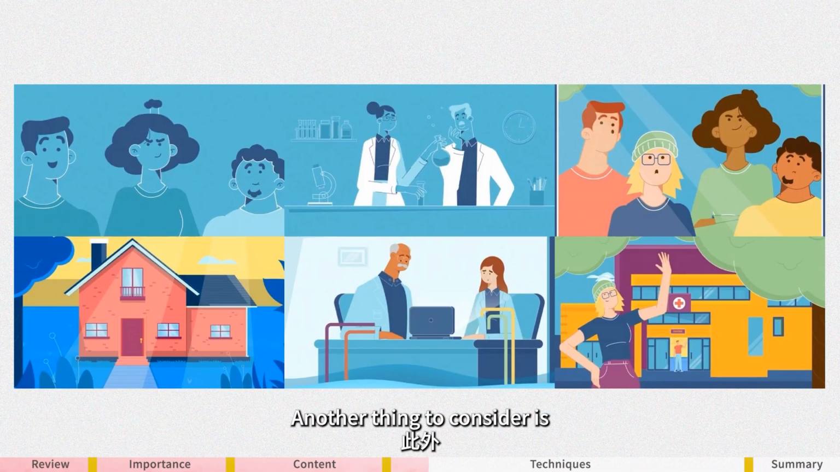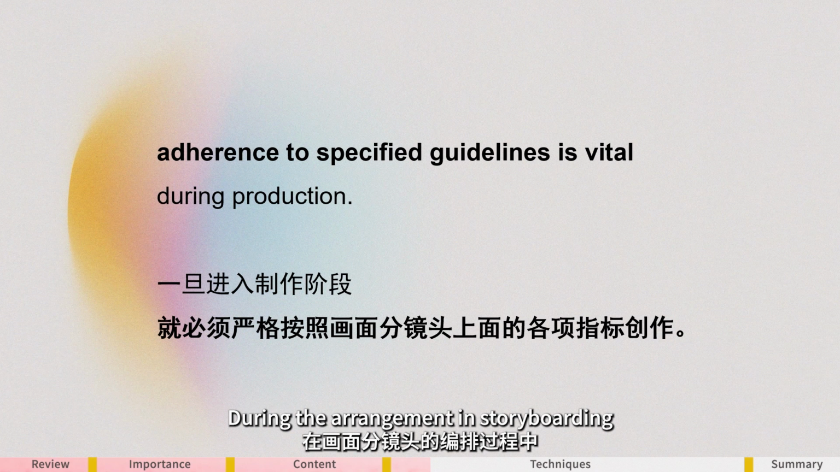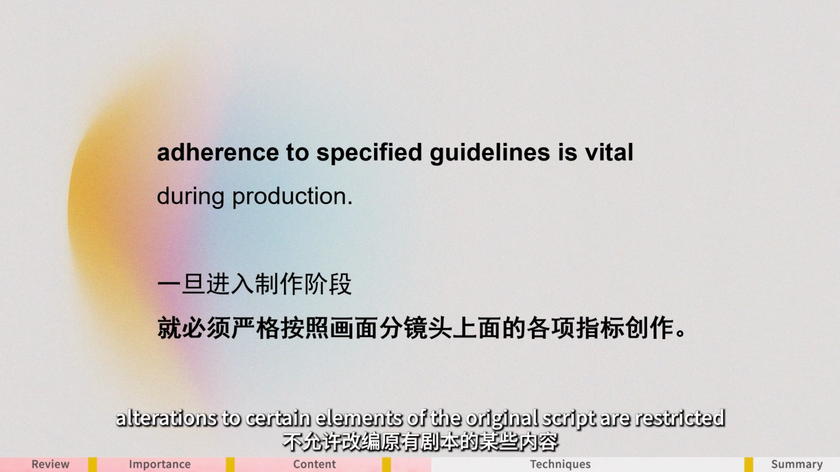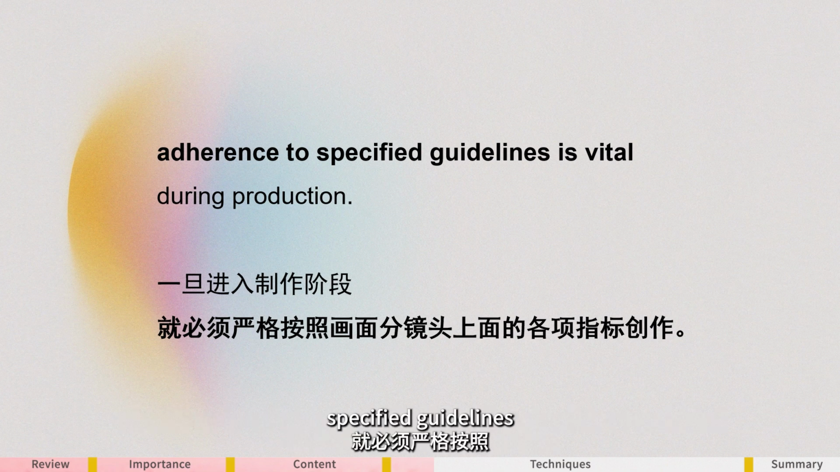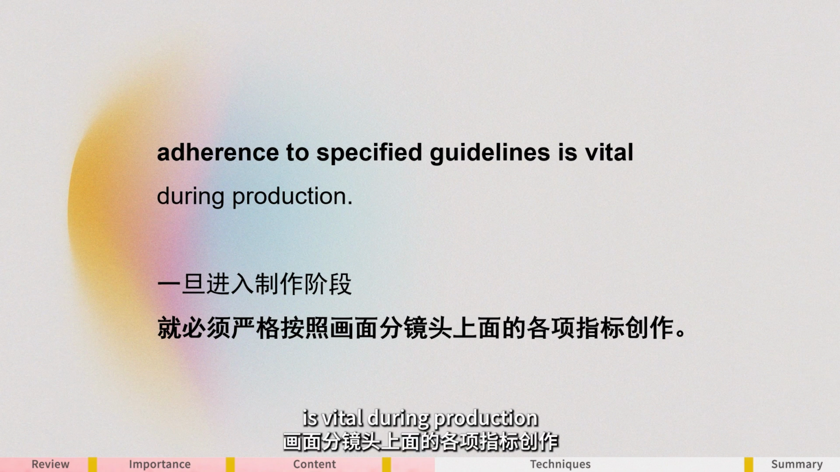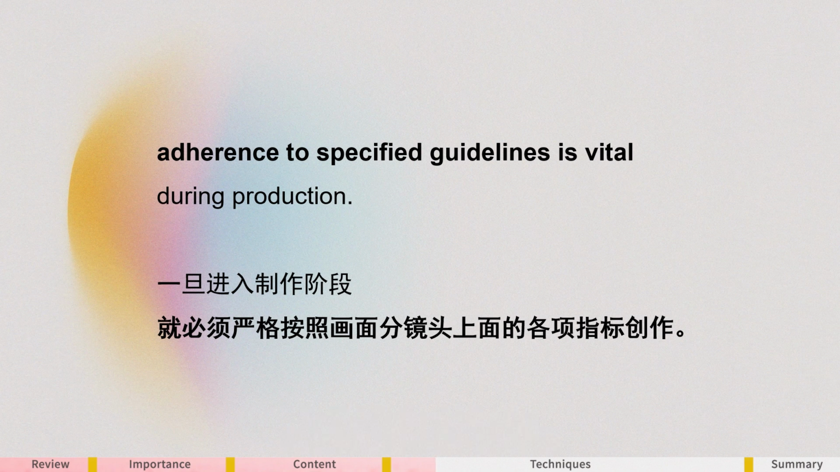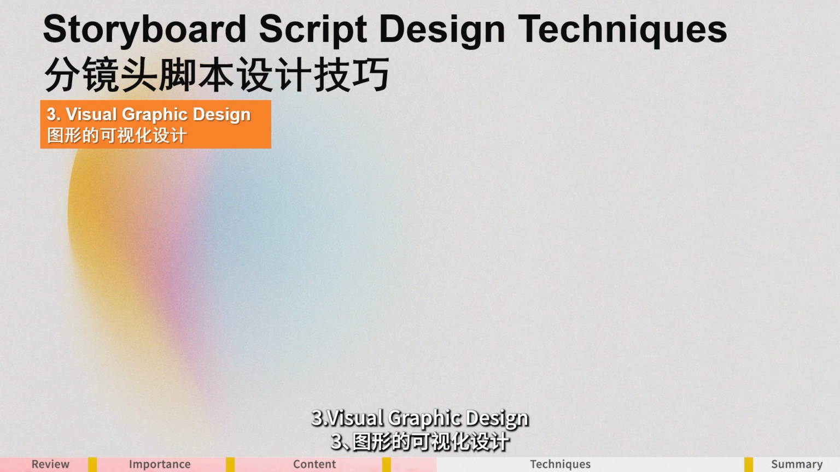Another thing to consider is transitions between storyboards. During the arrangement in storyboarding, alterations to certain elements of the original script are restricted, and adherence to specified guidelines is vital during production. Third, visual graphic design.